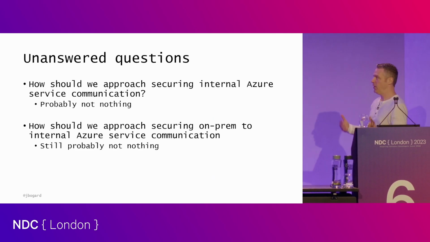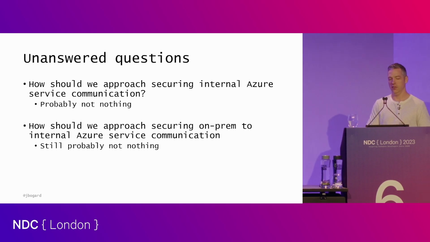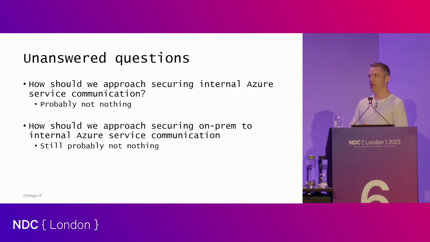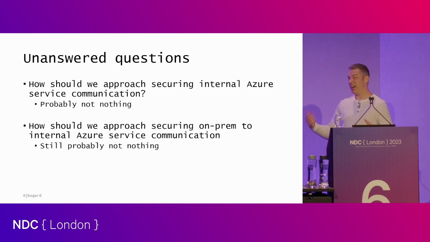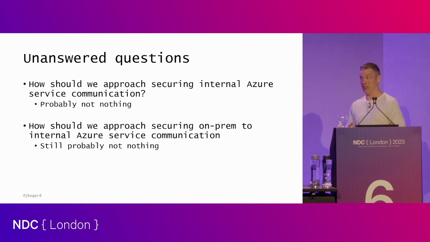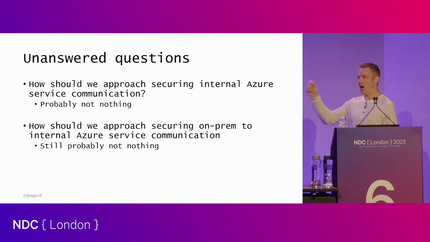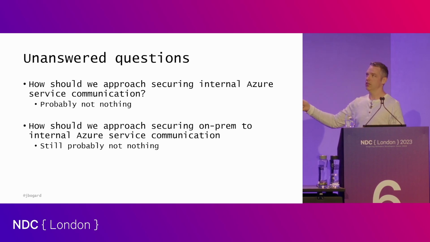So our two big questions we had to answer were, one, how should we approach securing internal Azure communication? So when I have something deployed in Azure calling something else deployed in Azure, how do we secure that communication? And the answer is probably not nothing. Like, probably do some kind of authentication and authorization. Probably don't just leave it open to anyone to be able to call. And the second thing we were looking at was, how do we secure on-prem applications calling into our microservices?